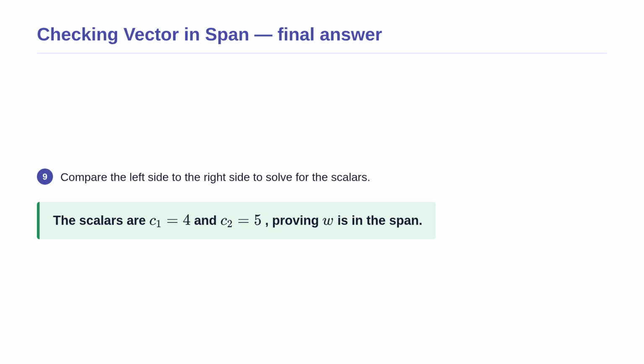By comparing the top and bottom components of the left side to the right side, we can clearly see the solution. We have found our scalars. C1 equals 4 and C2 equals 5. Because we were able to find real numbers that make the equation work, we have proven that the vector W is indeed in the span. Physically, this means if you take 4 steps in the direction of the first vector and 5 steps in the direction of the second vector, you will land exactly on the target vector.